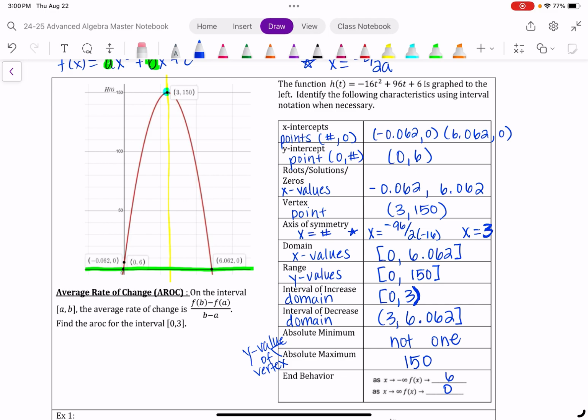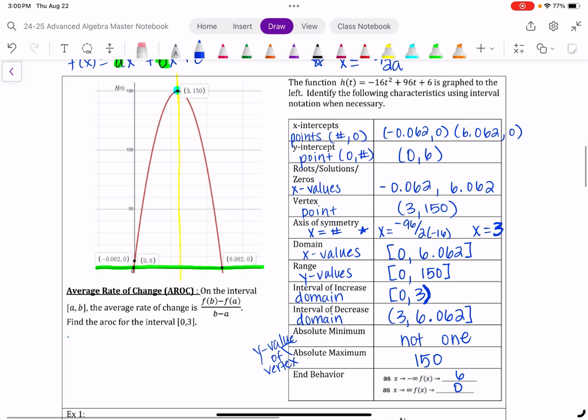All right, we're going to come over here and talk about average rate of change, or AROC. On the interval a comma b, the average rate of change is f of b minus f of a over b minus a. Basically what it's saying is you're taking the second point minus the first point. The y is on top, x is on bottom. You could also think of this as your slope formula. So y2 minus y1 over x2 minus x1.